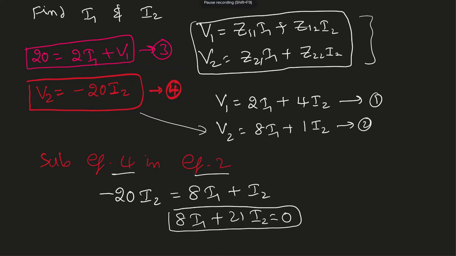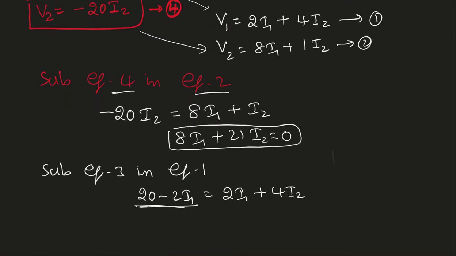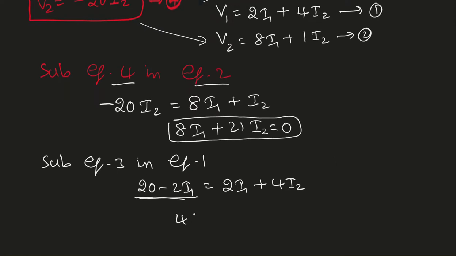To do that, I'm going to substitute equation 3 in equation 1. So V1 equal to 20 minus 2I1, that's what I substituted here. When I simplify this, it's going to be 4I1 plus 4I2 equal to 20. This is probably the fifth equation and sixth equation. Now I have two unknowns, two equations. It should be easy for us to solve it to find I1 and I2.